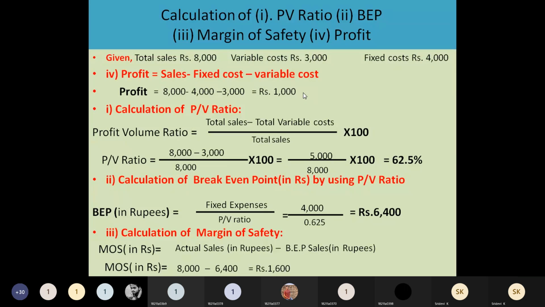Otherwise, you can use any other formula to obtain this. Whatever the derivation you want, if such information is not there, you derive the required variables, that is variable cost or fixed cost or whatever is missing, and then you apply the formula. So this is how you are going to derive the profit. So is that clear? This is the other model for which you need to calculate the PV ratio, BEP, margin of safety, and profit.